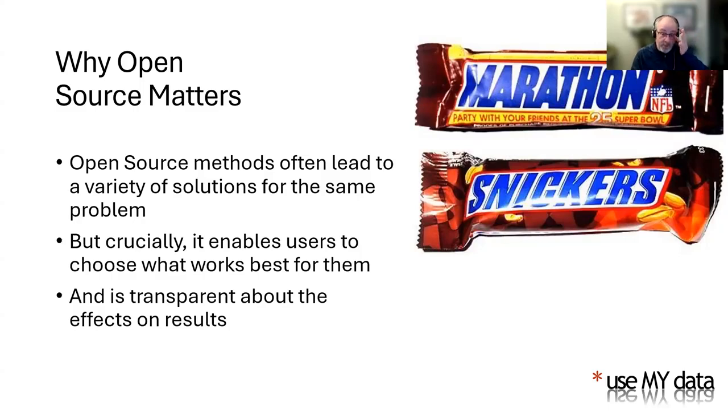But crucially, it lets people see what's going on. There's no mystique behind how you came up with an answer using this data. It's transparent. And it's also transparent what the effects on the results are. We've had lots of problems in the past where different researchers, different analysts have produced answers, and it's quite difficult to figure out how you got to that answer. Open source begins to break those things down in ways we haven't been able to do before.